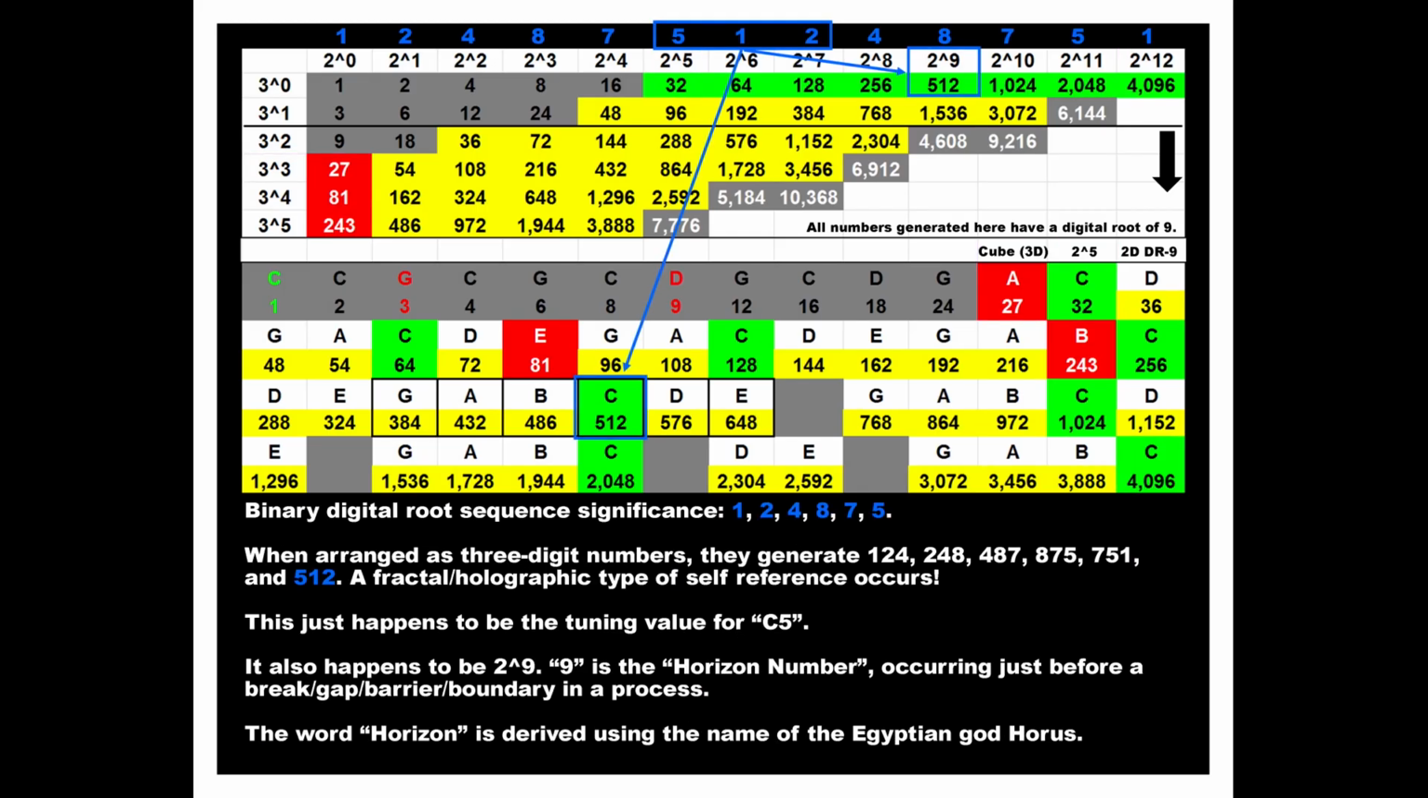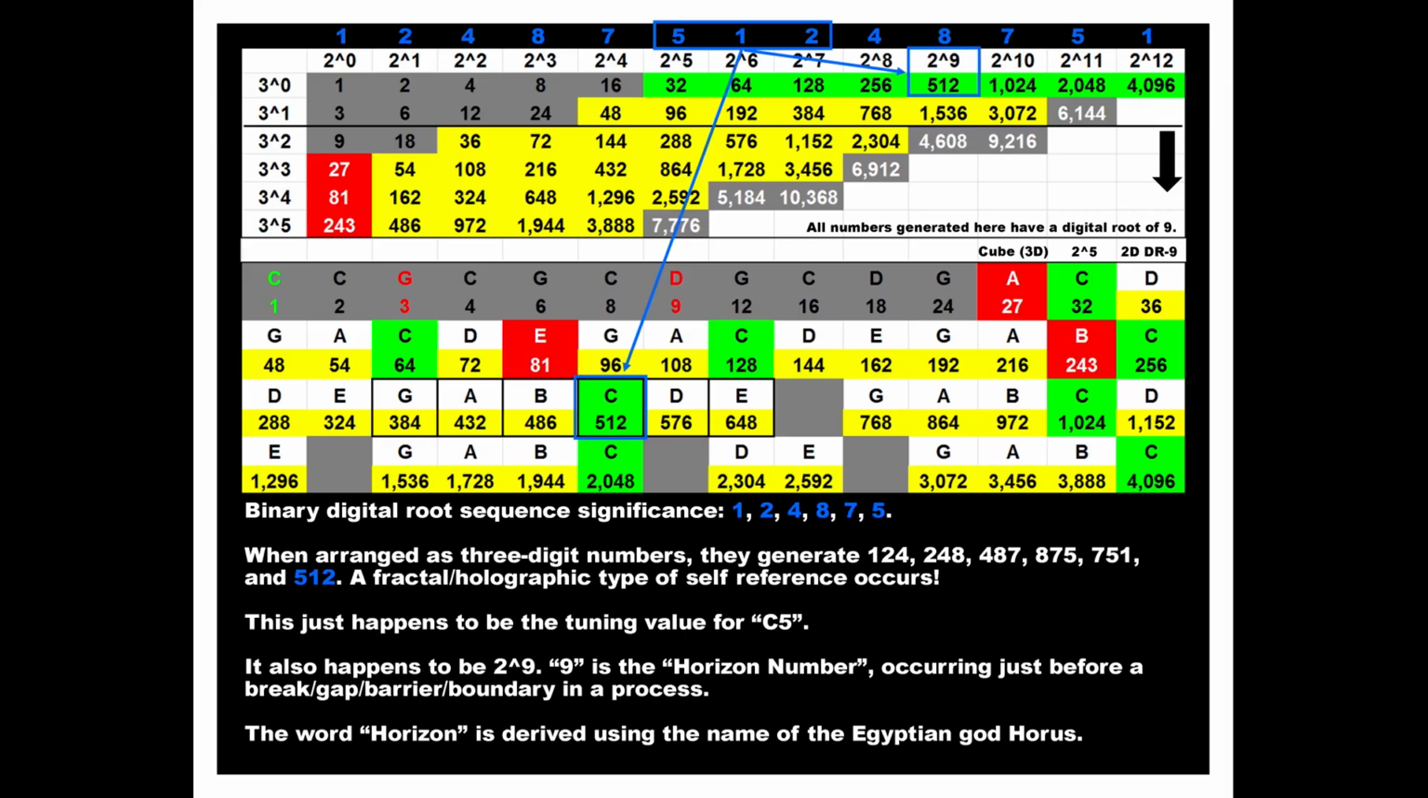Binary digital root sequence significance. All right, so if we look at the digital roots of the binary numbers at the top, we can see they all add up to 6 numbers, 1, 2, 4, 8, 7, 5, and then it repeats after that. When arranged as 3-digit numbers, they generate all those different 3-digit numbers there, with the final one being 512. A fractal holographic type of self-reference occurs at 512. It just happens to be the tuning for C5. And it also happens to be 2 to the 9th.